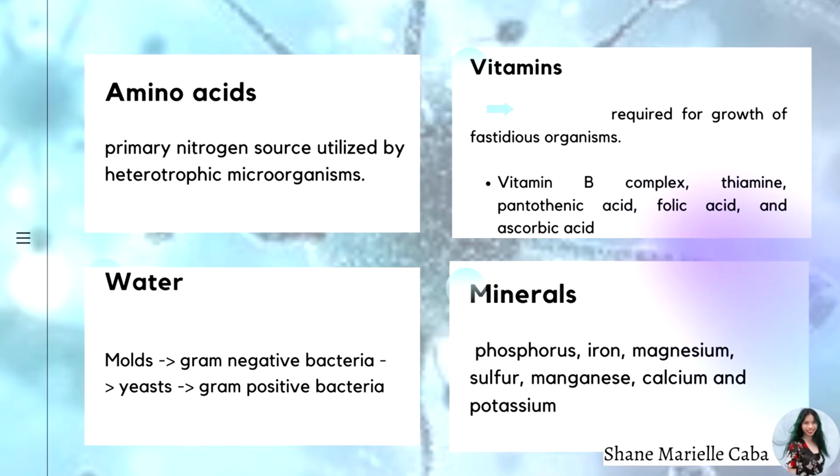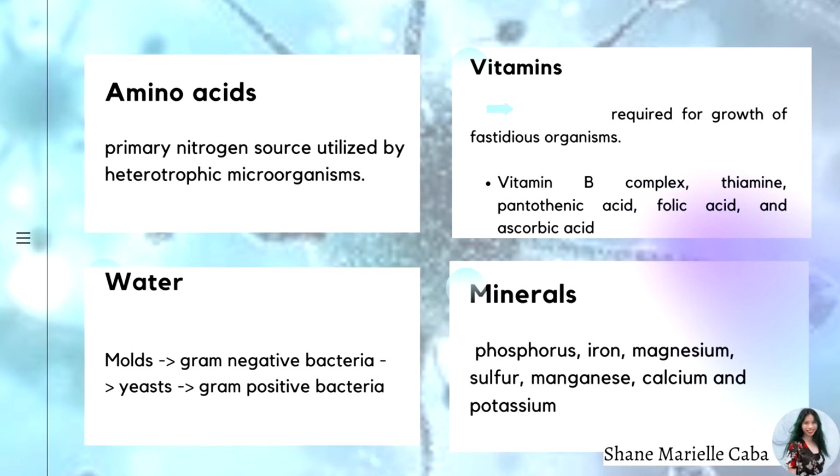Amino acids serve as a source of nitrogen and energy and are utilized by most microorganisms. Some microorganisms are able to metabolize peptides and more complex proteins. Other sources of nitrogen include urea, ammonia, creatinine, and methylamines.